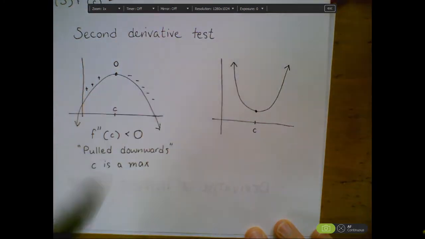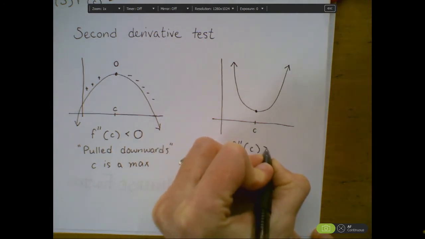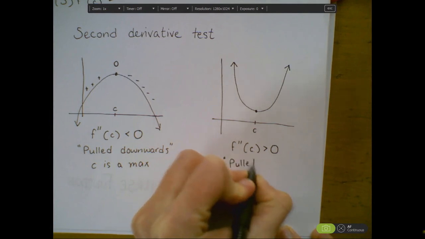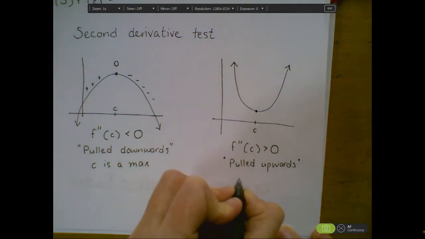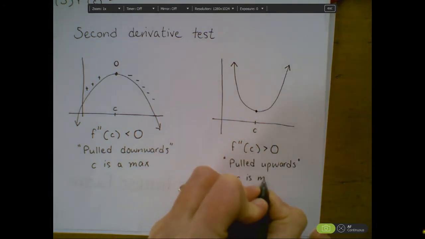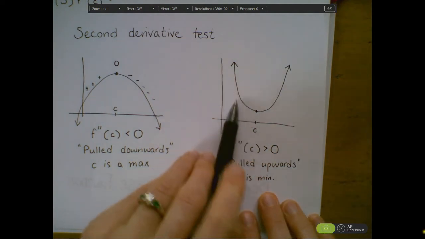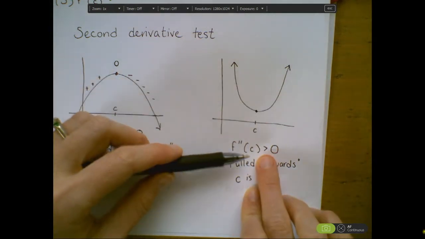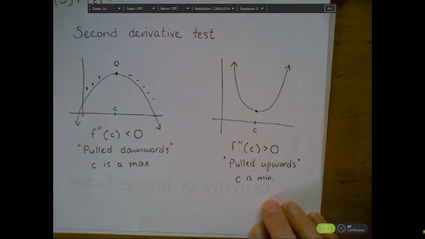Similarly, here's my other example where the derivative is negative, it's negative, it's negative, and it's getting bigger and bigger. In other words, my second derivative at this point C is greater than 0, my graph is being pulled upwards, and C is a minimum. Another way to think about it is whether or not this cup holds water. If my cup holds water, it means that my second derivative is positive, and my value has to be a local min.